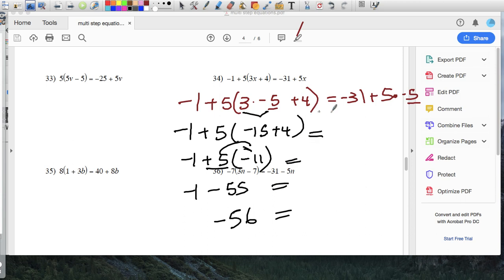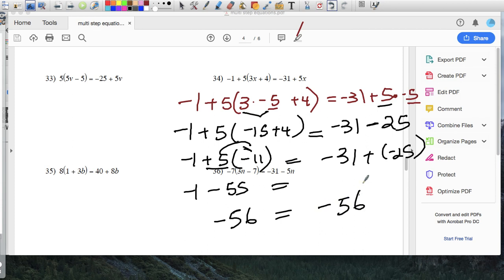Let's work on the right side. Negative 31 plus, sorry, I'm not going to do the plus. It's a positive times the negative, so it's a negative, and 5 times 5 is 25. Negative 31 plus negative 25. They're both negative, so it's going to give me negative 56. And that was 34.